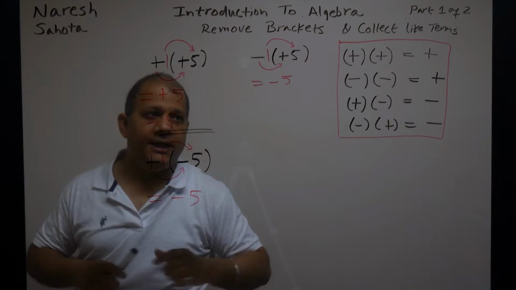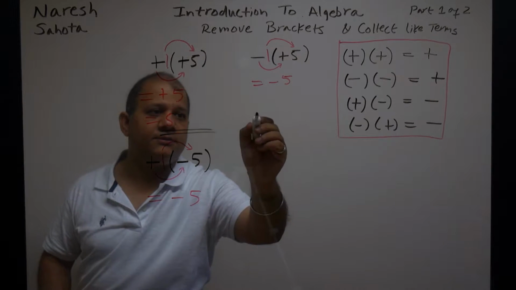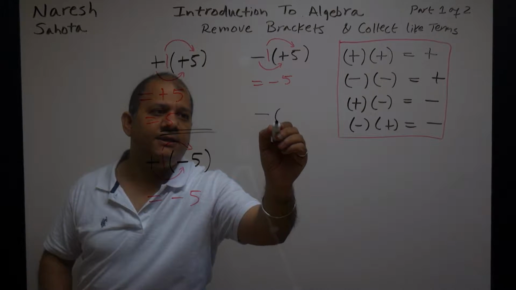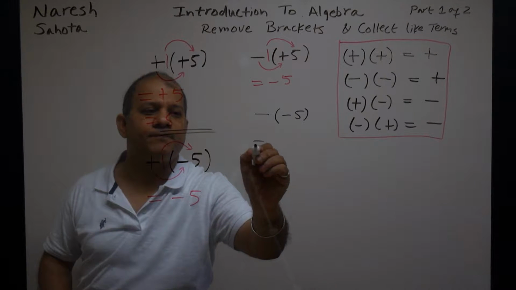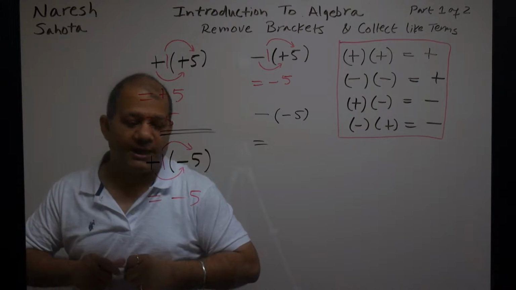Alright, and now our last example. Negative on the outside and also negative 5 on the inside. So how do we remove brackets?